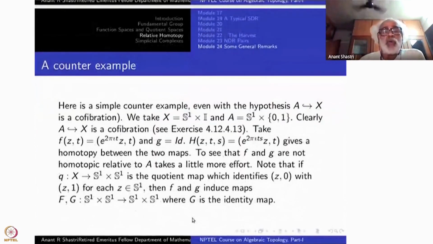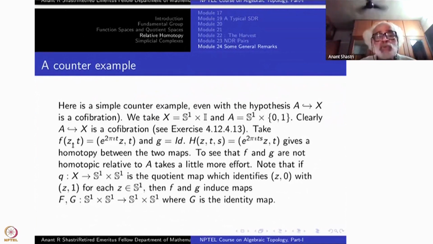So let us go to the quotient space, namely identify S1 cross 0 with S1 cross 1. Z comma 0 is identified to Z comma 1. Then what you get? You will get S1 cross S1. So that's a quotient map, by identifying Z cross 0 with Z cross 1, for each point Z in S1.